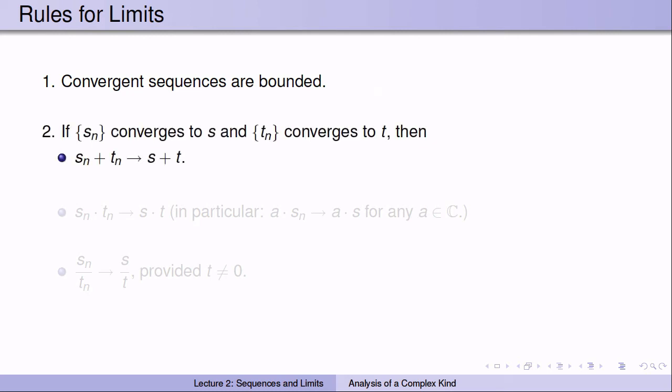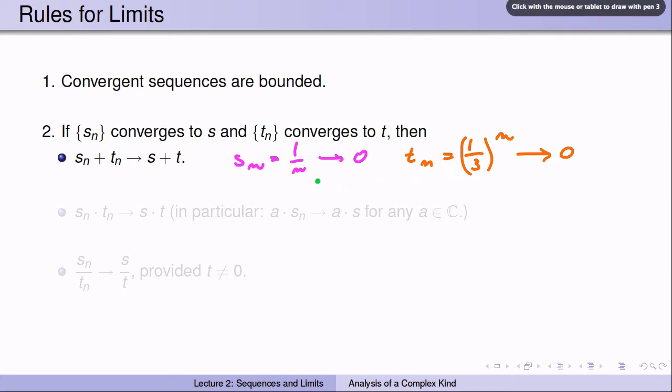Another fact is that if you have two convergent sequences, one called Sn, which converges to S, and one called Tn, suppose this limit is T, then I can add these two sequences to each other, and the sum converges to S plus T. Let's look at an example. We knew that if Sn is equal to 1 over n, then that sequence converges to 0. We also knew that if Tn is equal to, say, 1/3 to the n, then Tn also converges to 0. So now, according to this fact, I can add these two things up. I can look at Sn plus Tn, which is 1 over n plus 1/3 to the power n, and together, this will still converge to 0.